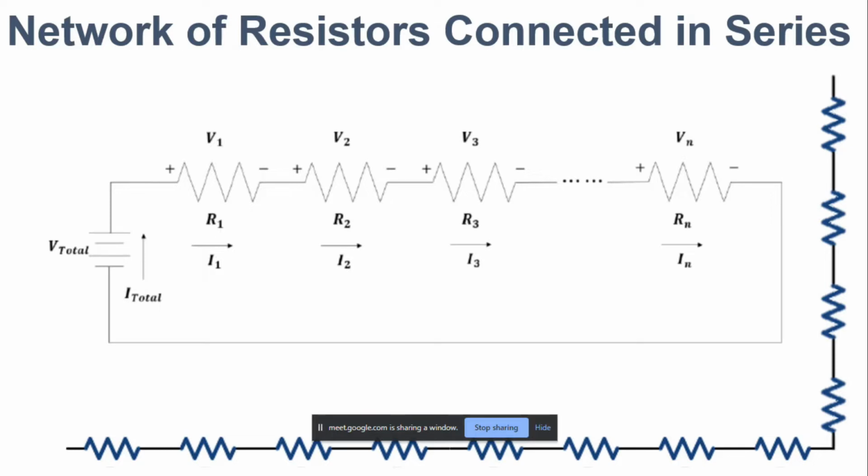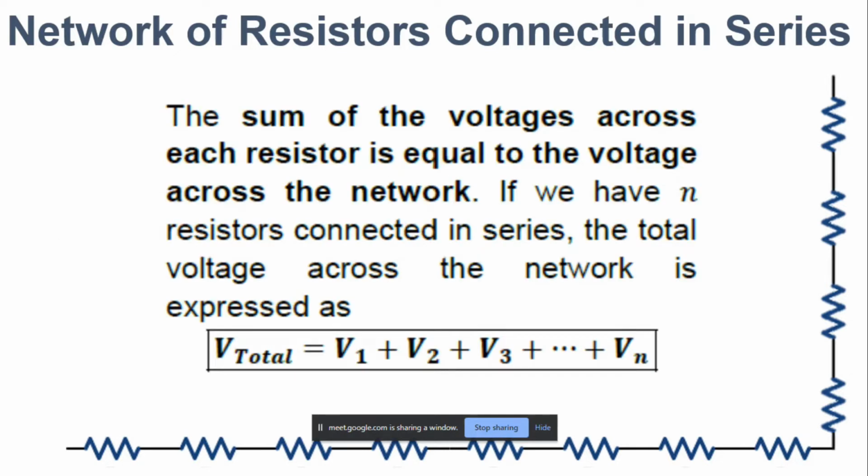Magkaiba-iba lamang po yung ating mga voltages. Tandaan po natin that the sum of the voltages across each resistor is equal to the voltage across the network. So if we have n resistors connected in series, the total voltage across the network is expressed by the equation given in your screen. For us to get the total voltage of that network, we have to add lang po V sub 1, V sub 2, V sub 3, and so on and so forth.